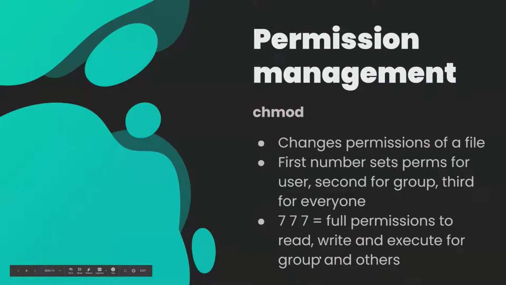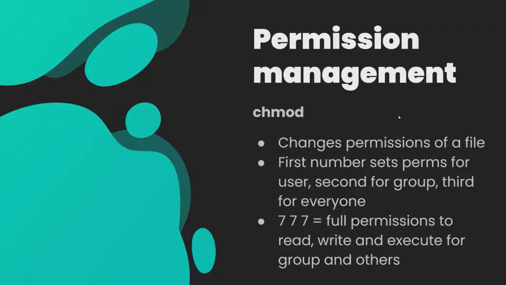I showed you chown, and now I showed you chmod. So chmod just changes the permissions of a file. The general structure of chmod is that the first number sets the permissions for the user, the second for the group, so like a group of users, and the third for everyone else, or others, basically.